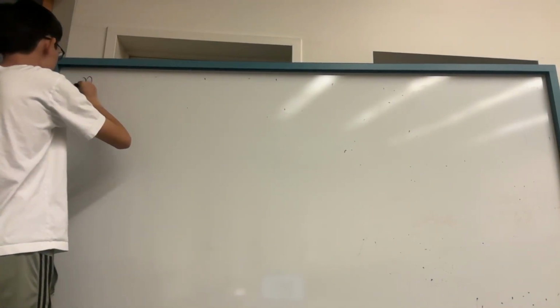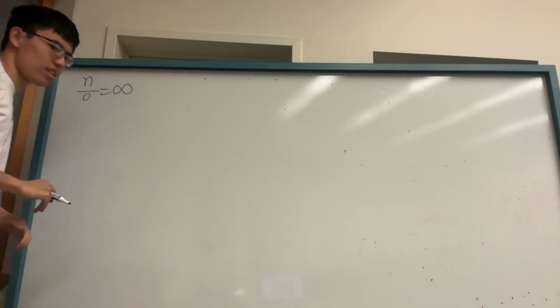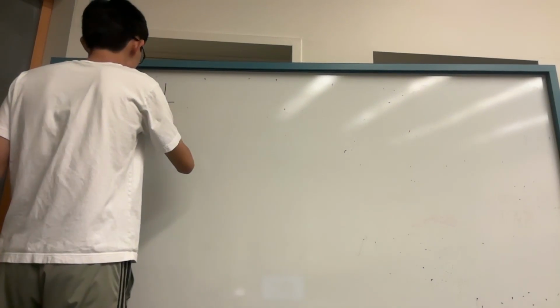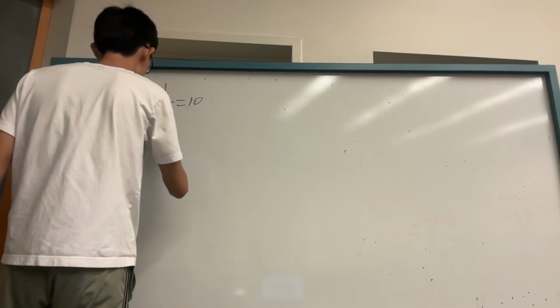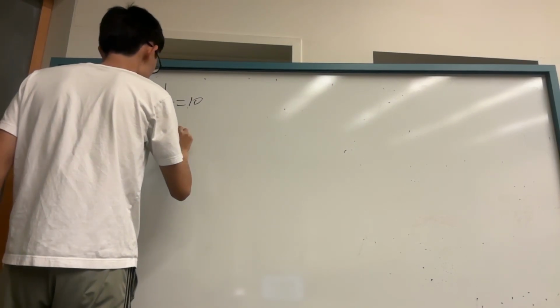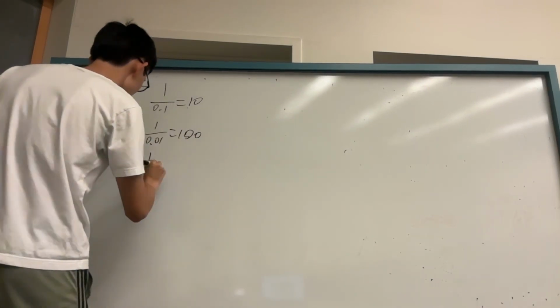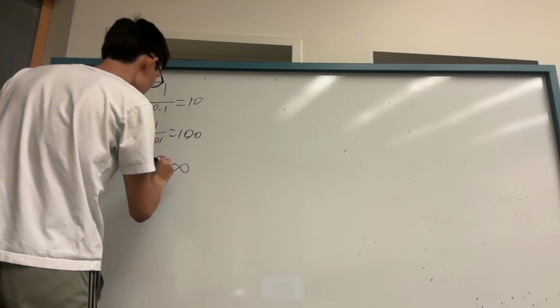First math question. Why can't we divide by 0? Why can't we say n divided by 0 equals infinity? Well, here's why you can't. Let's take 1 over 0.1. This is equal to 10. 1 over 0.01 equals 100. So it seems like 1 over 0 should equal infinity.